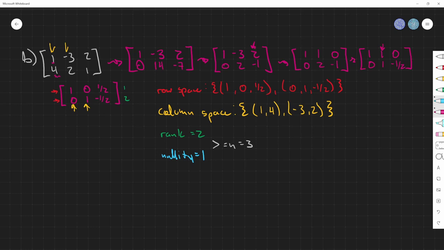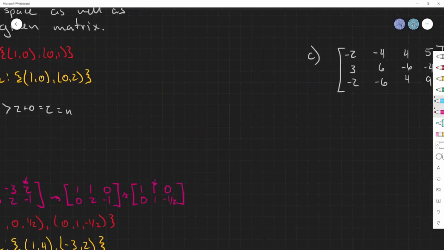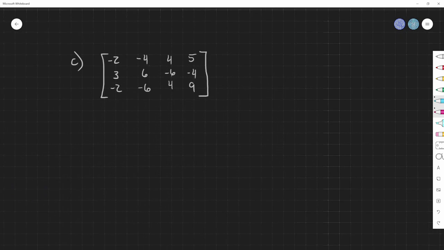But the more sanity-check type of thing, to know this is going to be right, is that the nullity plus the rank is going to equal the number of columns. But yeah, so that is our second example, and then we'll squeeze in one more. It's a little bit longer, but I think it looks easy.